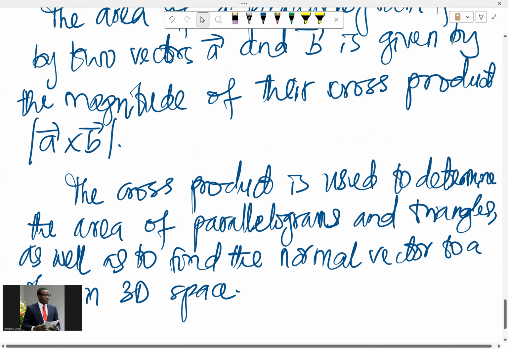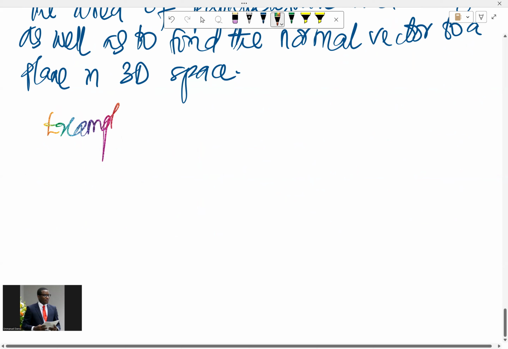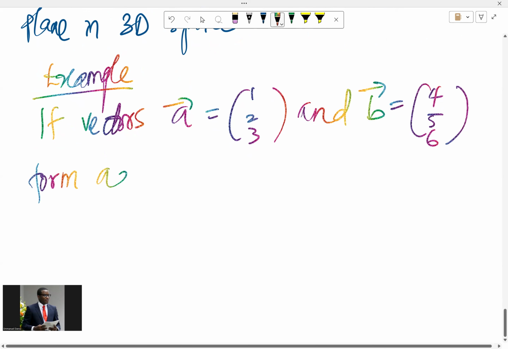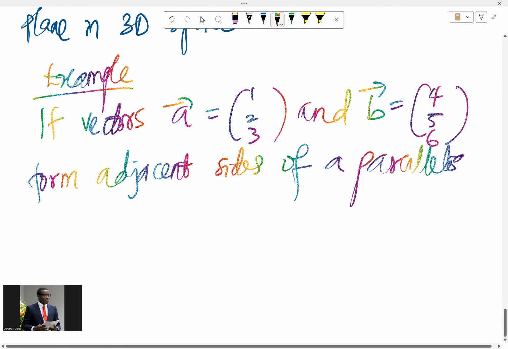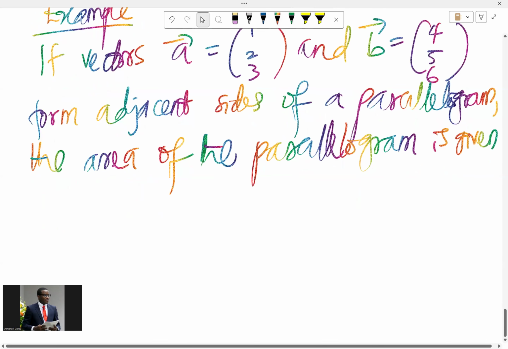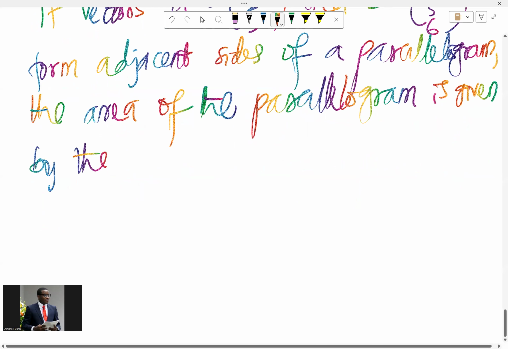Okay, so example: if vectors A, which is 1, 2, 3, and B, which is 4, 5, 6, if these two vectors form adjacent sides of a parallelogram, the area of the parallelogram is given by the magnitude of their cross product.